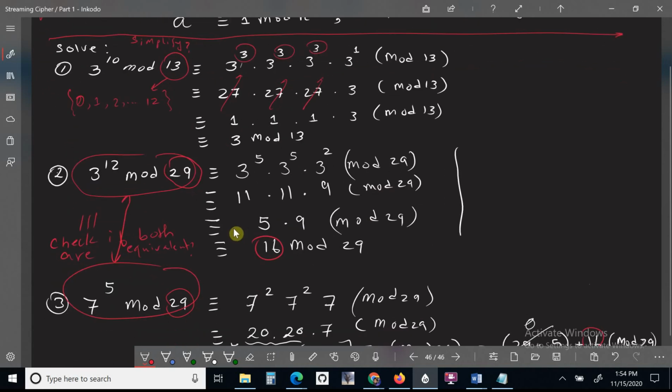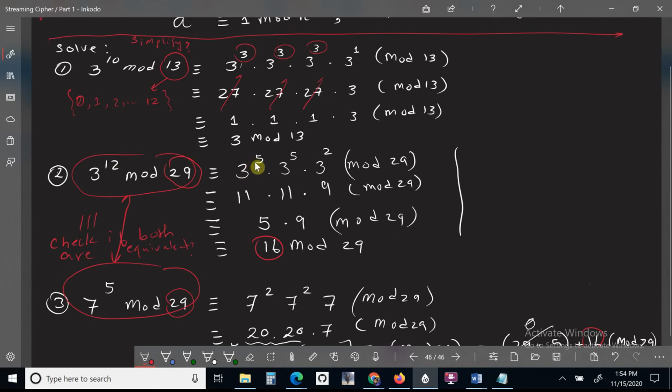In this case, it's the same as we did in number 1. So let's take a look at number 2 here. We have 3 to the power 12 mod 29. The same thing, we need to look at when we try to factorize 3 to the power 12 using exponents. So we don't want to use 3 to the power 1.